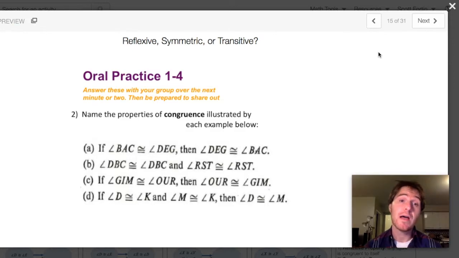Okay. Anyways, just to show you how similar this is to the stuff you've been doing with the properties of equality in section 1.4, we're just changing it up here to the properties of congruence. Check it out here, properties of congruence. So these are very, very similar problems, reflexive, symmetric, or transitive.